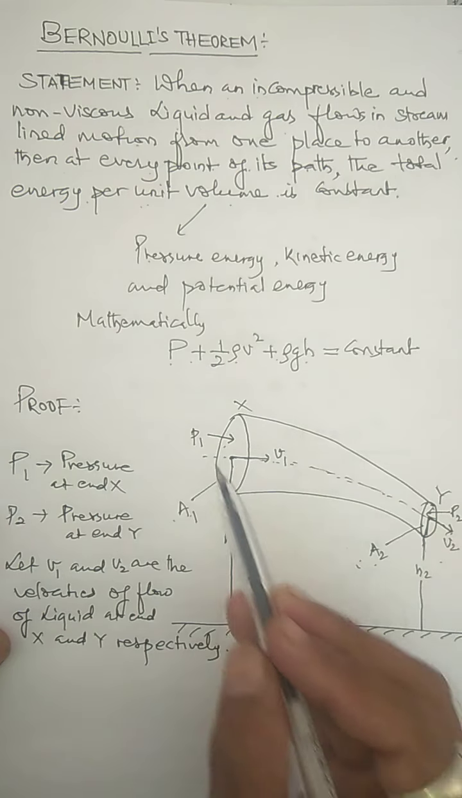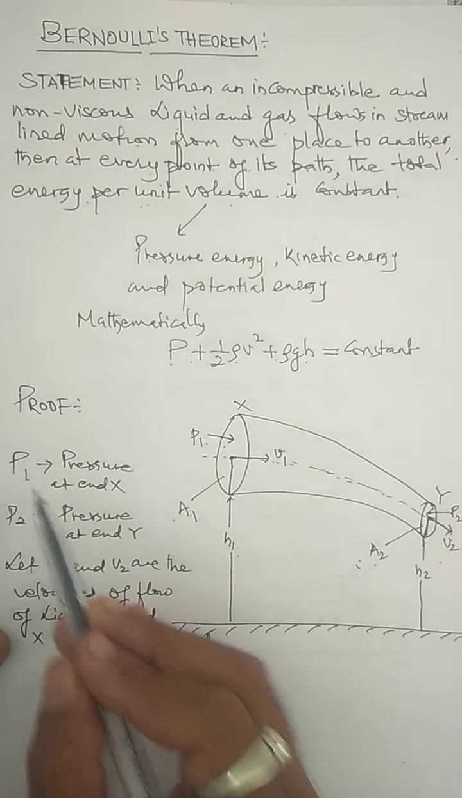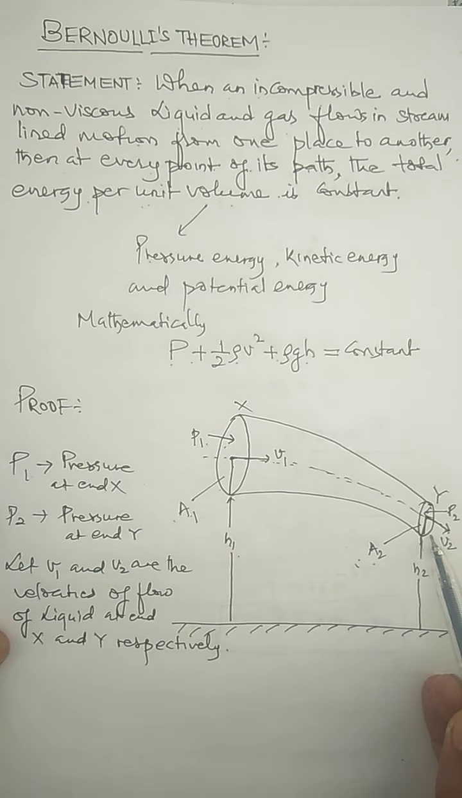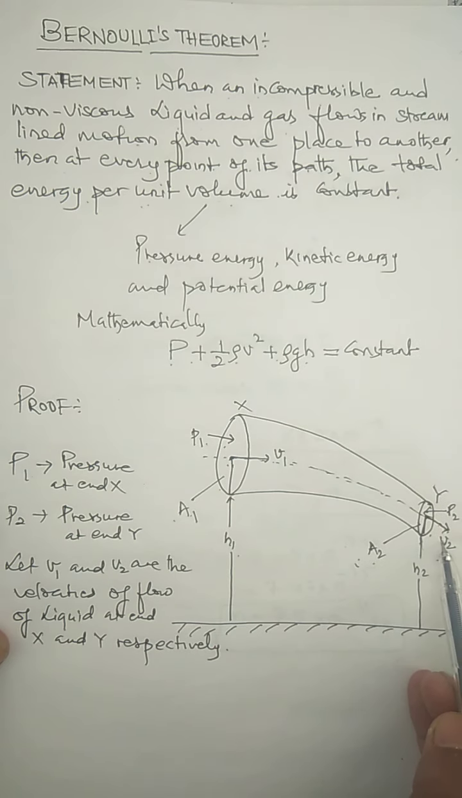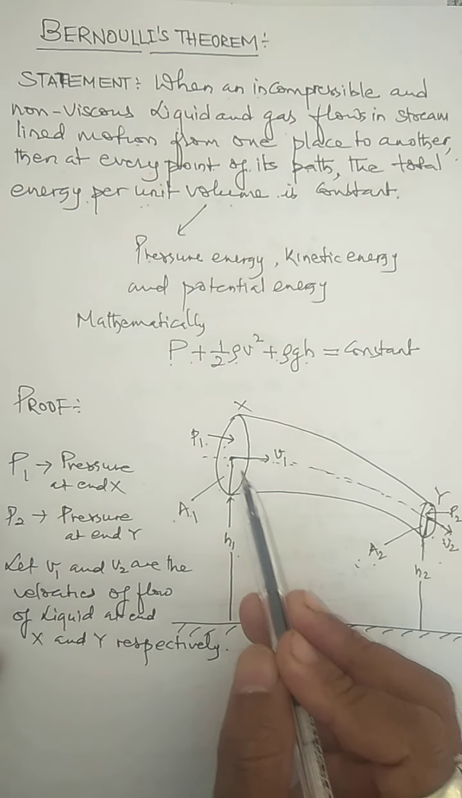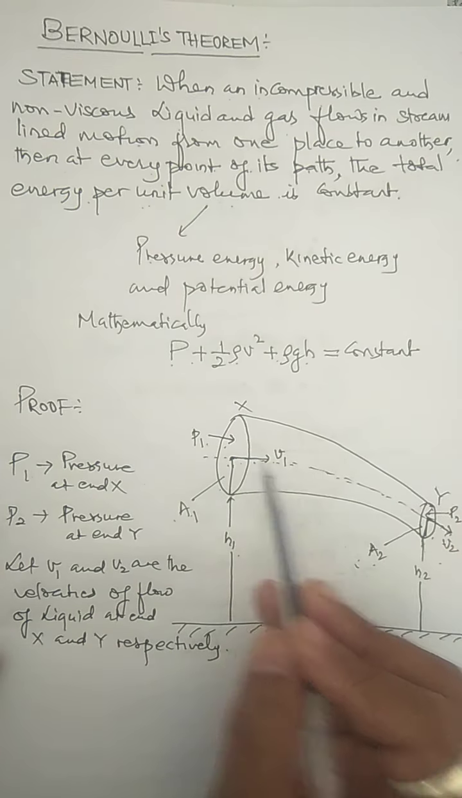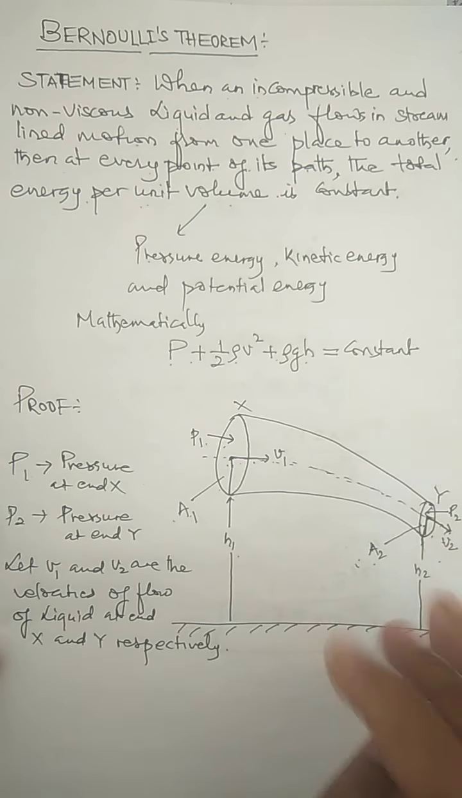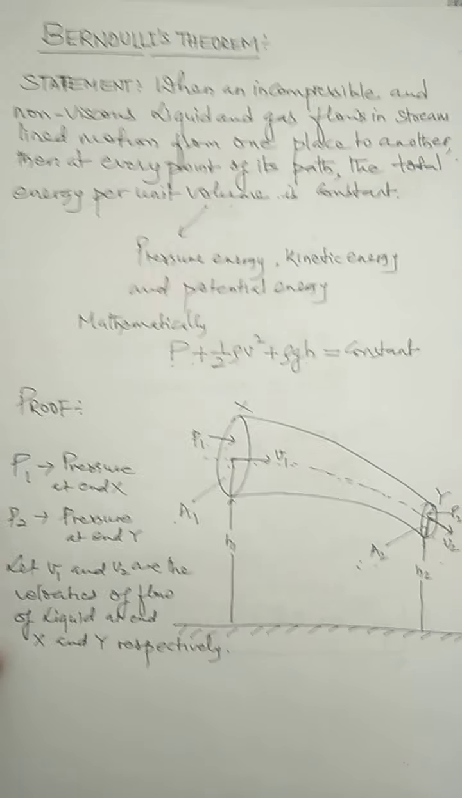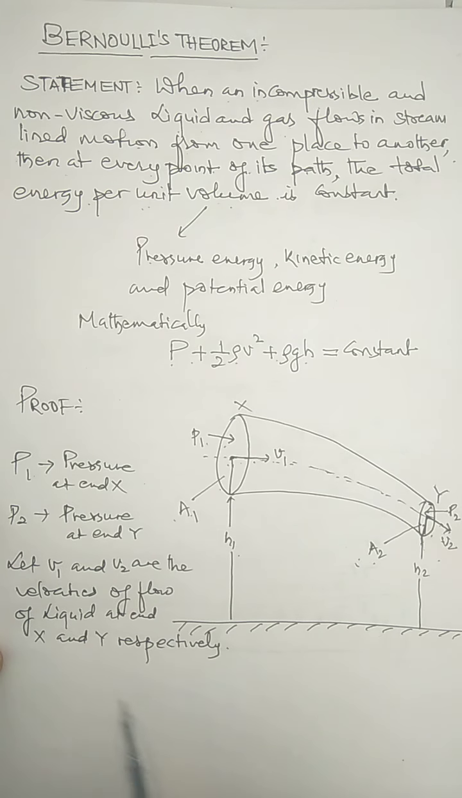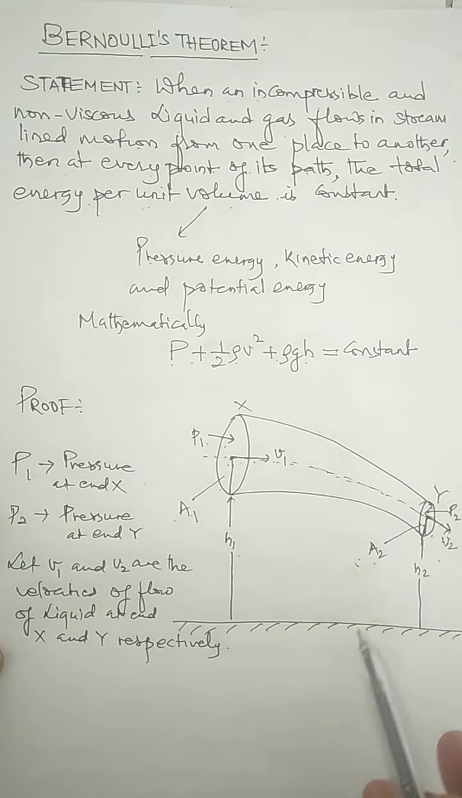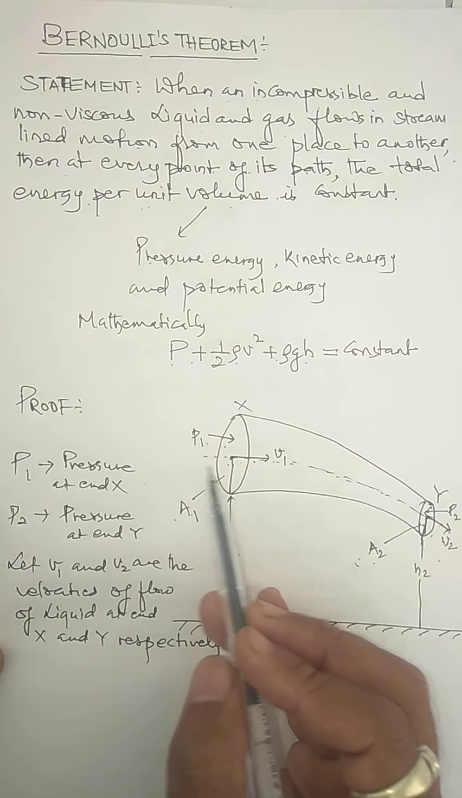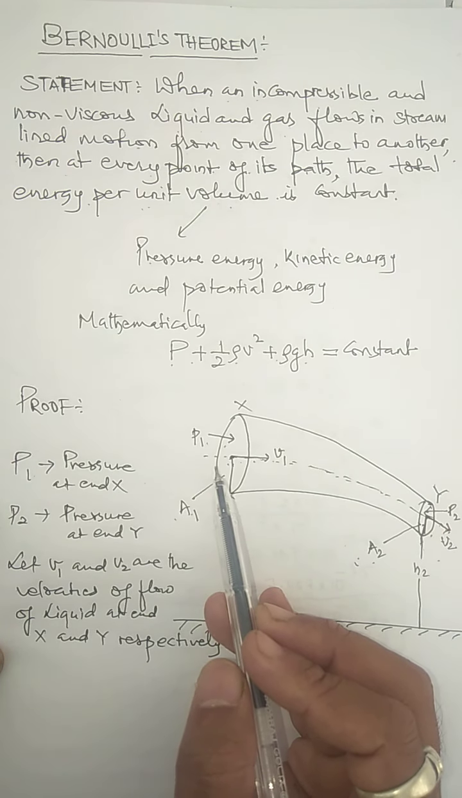You can see P1 and P2, these are the pressures at X and Y, which you can see in the diagram also. v1 and v2 are the velocities of flow of the liquid at X and Y respectively. That means v1 is the velocity of the liquid entering at X, and v2 is the velocity of the liquid leaving from Y. Now the most important part that we need to start this proof with, to prove the theorem, is the liquid which definitely enters at X.